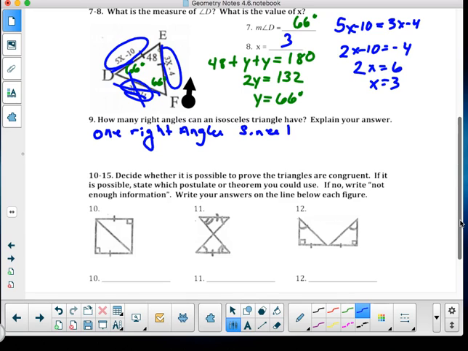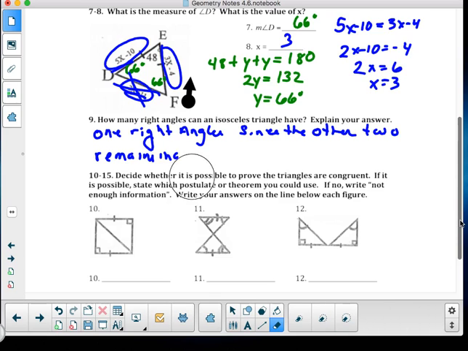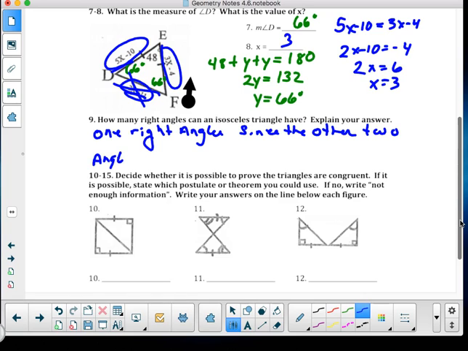Since the other two angles, I should not say remaining, but other two angles, sum to be 90 degrees.